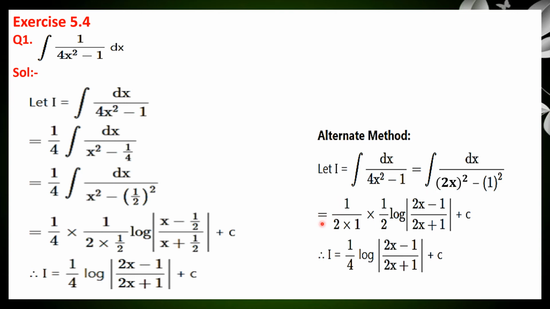So the formula is 1 upon 2a. A is 1 only here because it is written 1. So 1 upon 2a into log modulus of 2x minus 1 upon 2x plus 1 into, we have to divide the coefficient of x here, that is coefficient of x is 2 here. So in integration we will divide by the coefficient of x, that is 1 upon 2. So the final answer is 1 upon 4 log modulus of 2x minus 1 by 2x plus 1. In both the cases the answer is same.